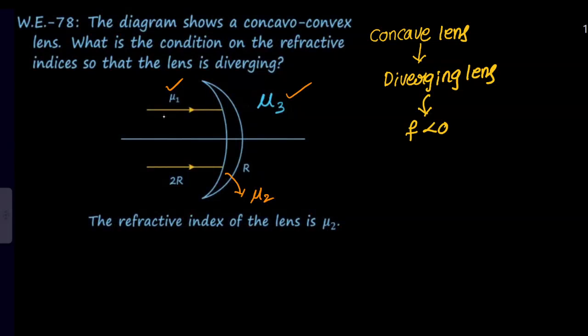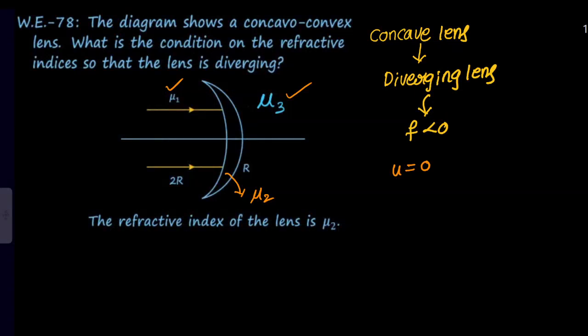The light rays are coming parallel. If the light rays are parallel to the principal axis, that means the light rays are coming from infinite distance. That means the object is at infinite distance.